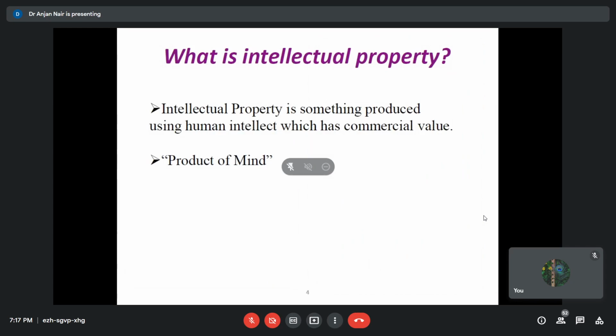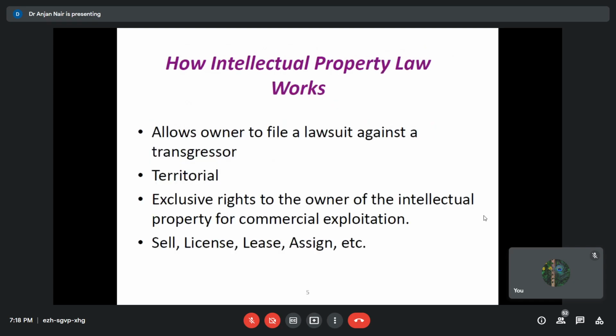Thank you. So basically, what is an intellectual property? So intellectual property is something that is produced using human intellect and has commercial value. So it's a product of mind. Okay, and how does the intellectual property law work? So basically, it helps the owner to file a lawsuit against a transgressor. So if somebody else is coming and claiming that it is their invention, you can file a case and say that no, this is mine. Okay, so that is the basic concept behind all the intellectual properties.